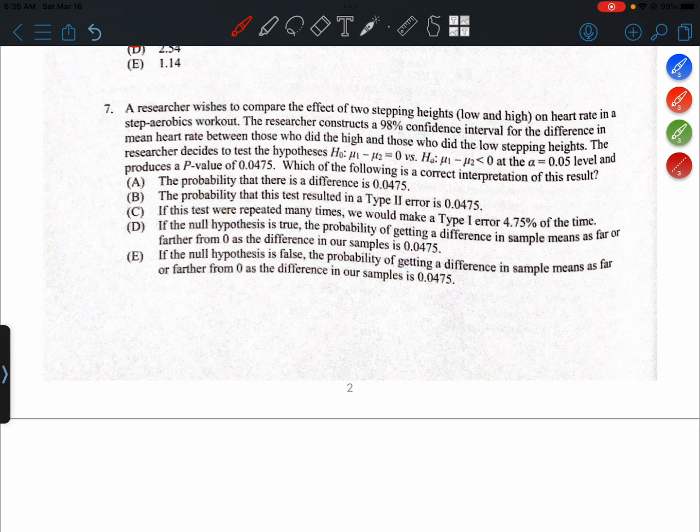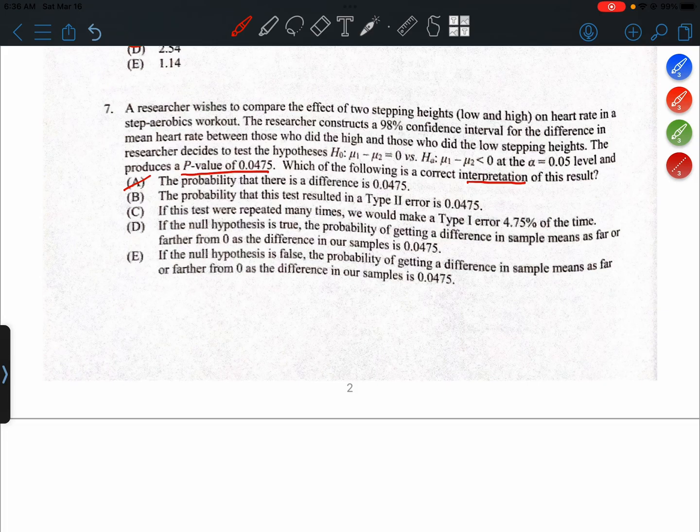All right, so I'm guessing that it wants us to interpret this result, which is the p-value. So we're probably going to be looking for a statement that interprets the p-value correctly. All right, so choice A, the probability that there is a difference is 0.0475. Okay, no, that's not the correct interpretation of the p-value.